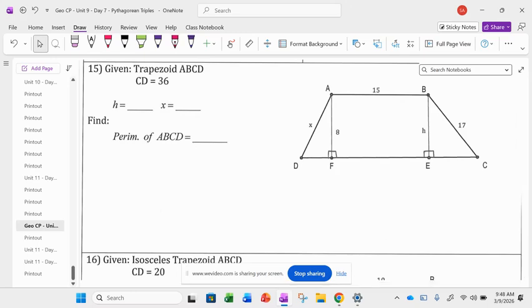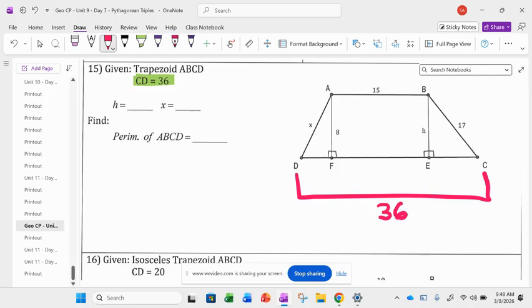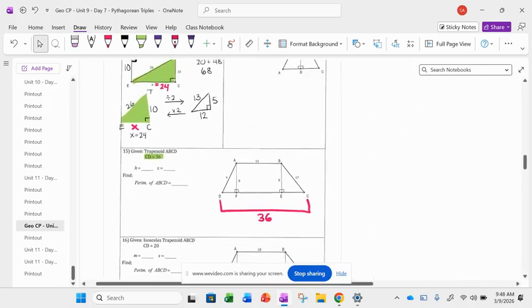So here we have a trapezoid. You want to make sure that you're reading all of the given information. They're telling us that CD is 36. I want you to mark it exactly how I'm marking it. So you're going to draw a bracket from C to D or D to C and label it 36 like that to show that whole length is 36.